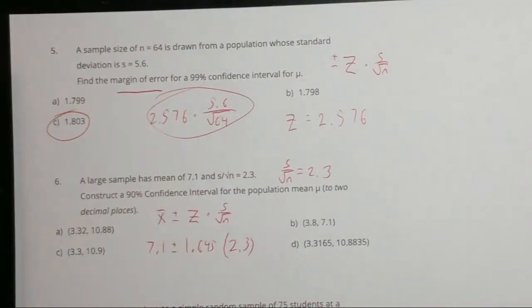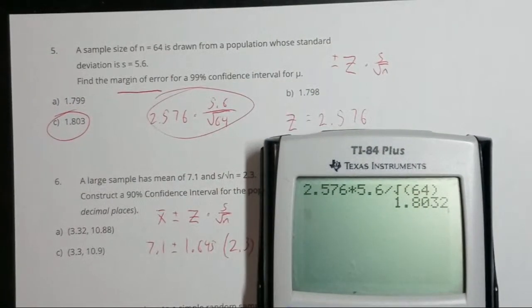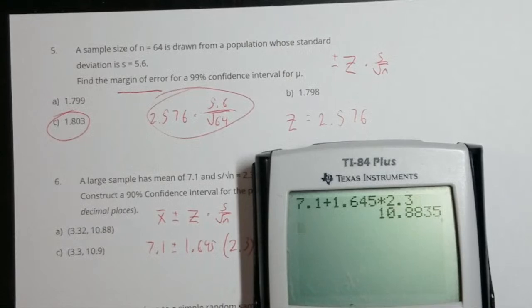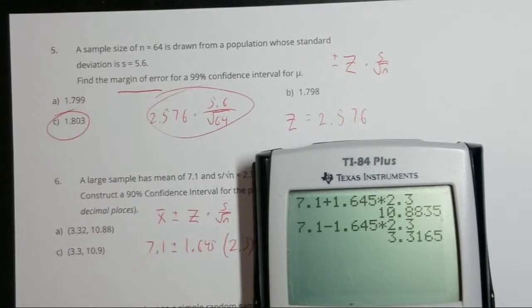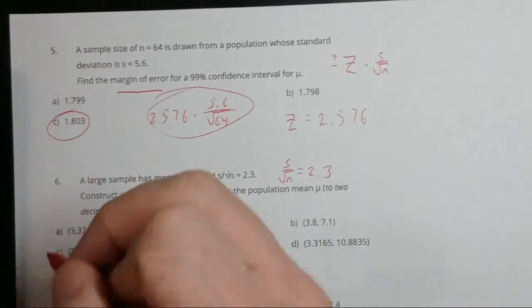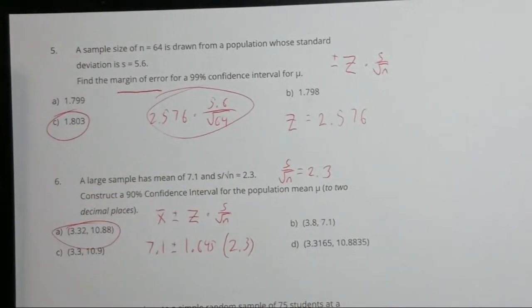Put that up there. So with this calculation, I would have to do 7.1 plus 1.645 times 2.3. That would give me my upper limit, and I would have to do it again to get the lower limit. Number 6, the answer has got to be A because of that calculation.